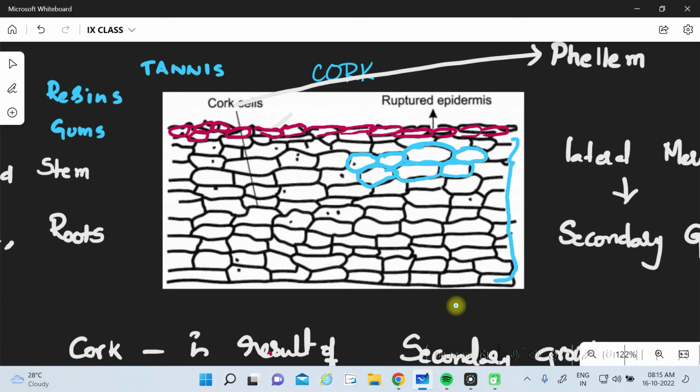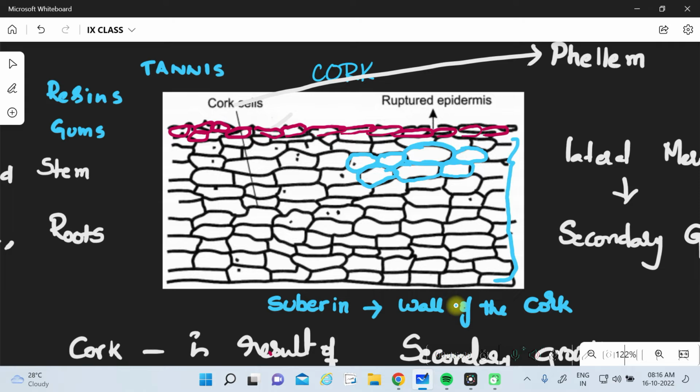Now, the wall of the cork is in general made up of a substance called suberin. This is the substance which makes the wall of the cork. The wall of the cork is in general made up of a substance called suberin.